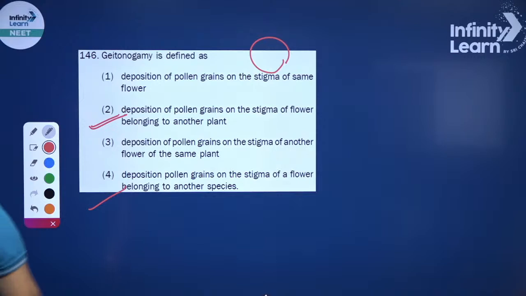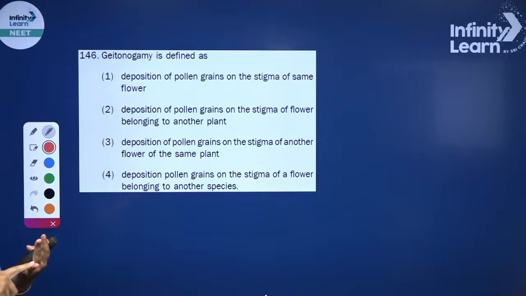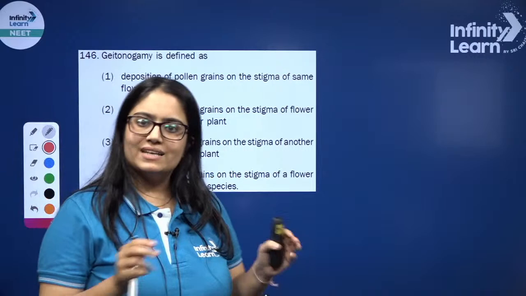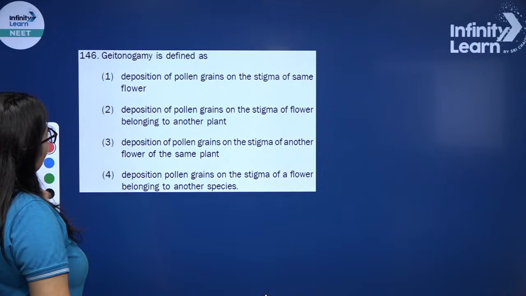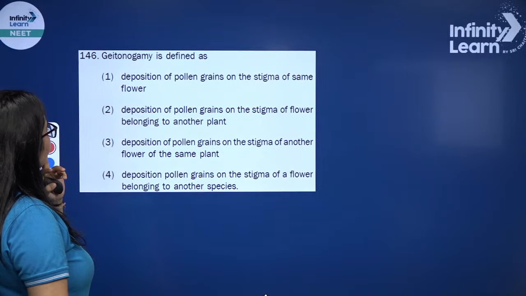Gaitonogamy is defined as... Remember there are three types of pollination, my lovely kids: autogamy, gaitonogamy, and xenogamy. If you note, my kids, in gaitonogamy the flowers are different, but the plant is the same. So gaitonogamy is defined as deposition of pollen grains on the stigma of a different flower present on the same plant.